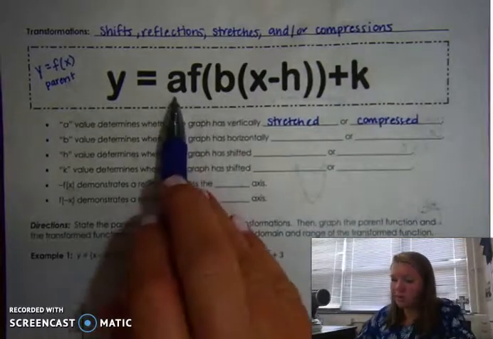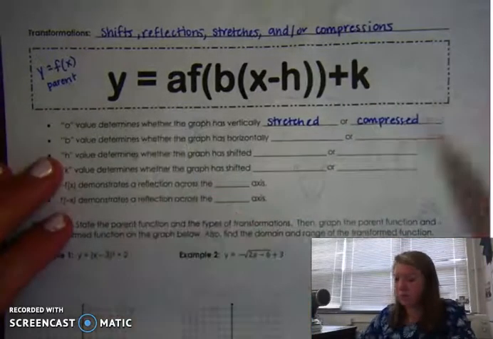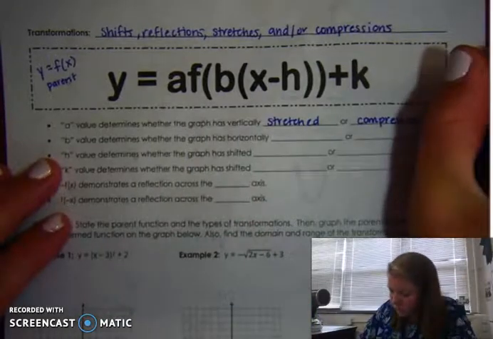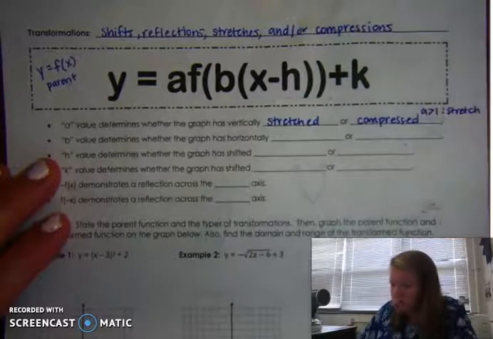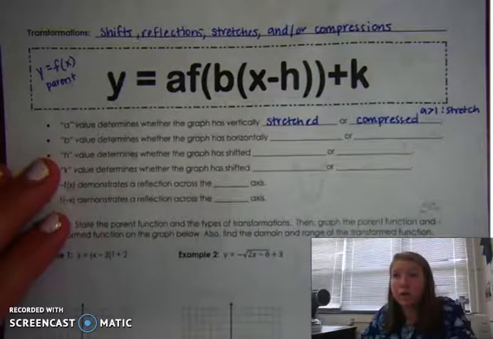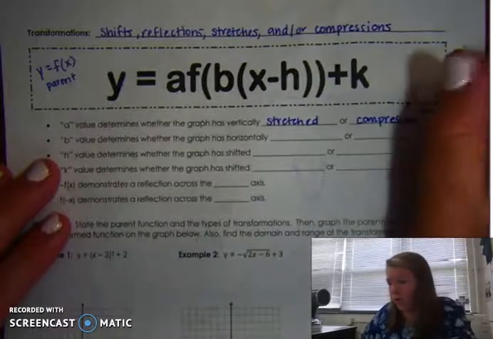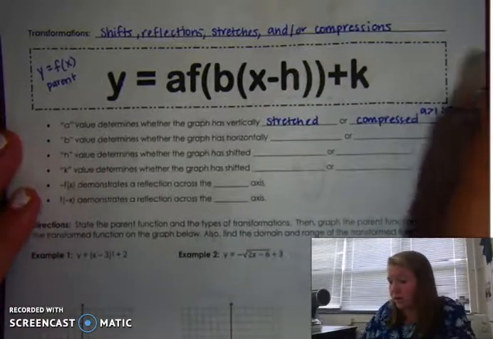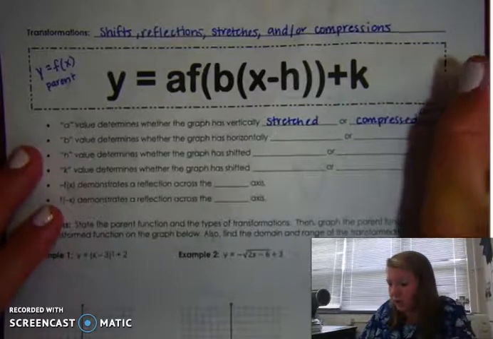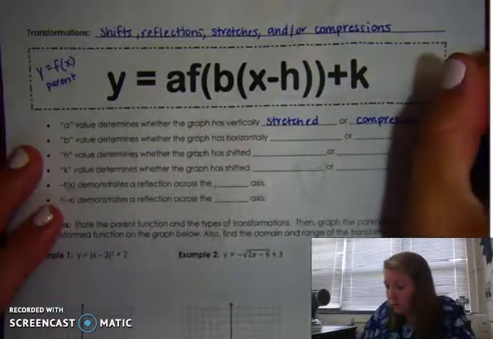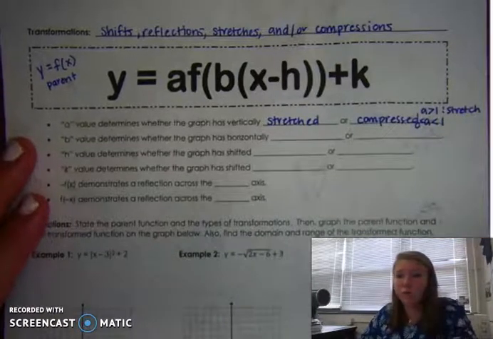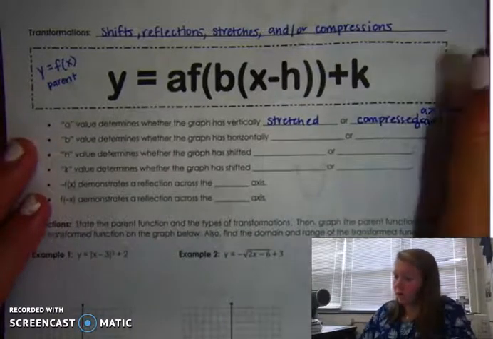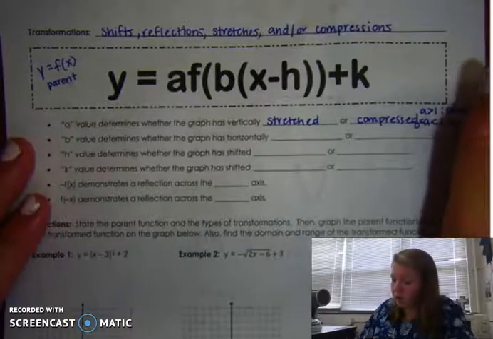So if this a value is greater than 1, then it's going to be a vertical stretch. So like 2, 3, 4, 5, 3 halves would work because it's greater than 1. Anything that's greater than 1 is going to be a vertical stretch. Anything less than 1, but greater than 0, so between 0 and 1, like a half, a fourth, 2/3, would fall in that category. That's going to be a shrink or a compression.